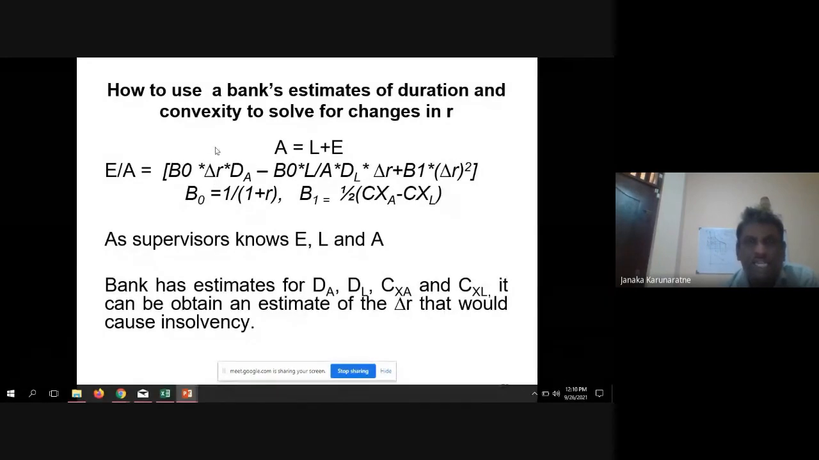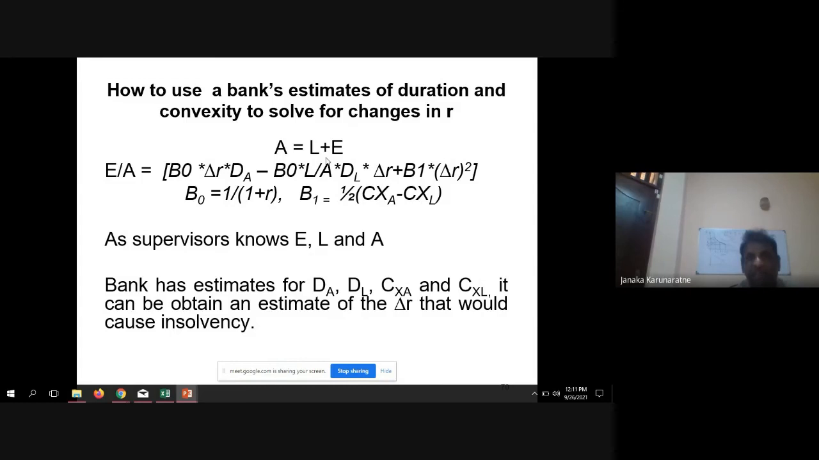And if we further want to compute the equity impact, how do we use the bank's estimates of duration and convexity to solve for changes in R? As you know, the accounting formula: assets equal liabilities plus equity. So we can use this formula: equity divided by assets equals B0 times delta R into dA. B0 is 1 over 1 plus R. Minus B0 times L divided by A, that is the leverage factor, times DL. Remember the first formula? This part is there in the first formula as well.